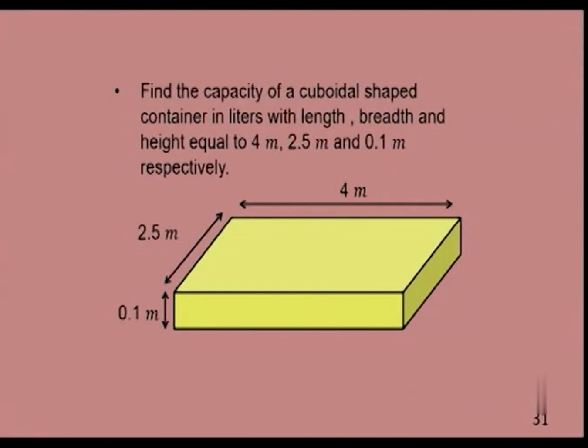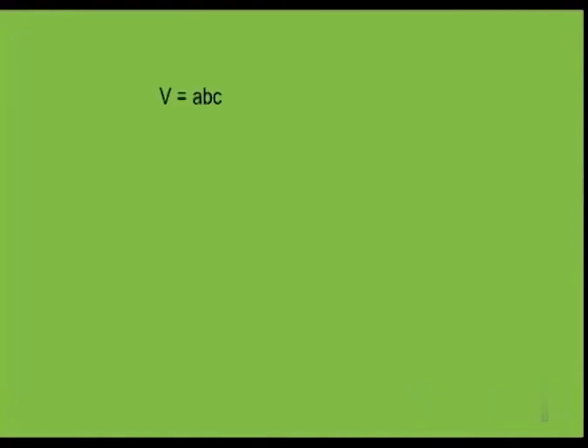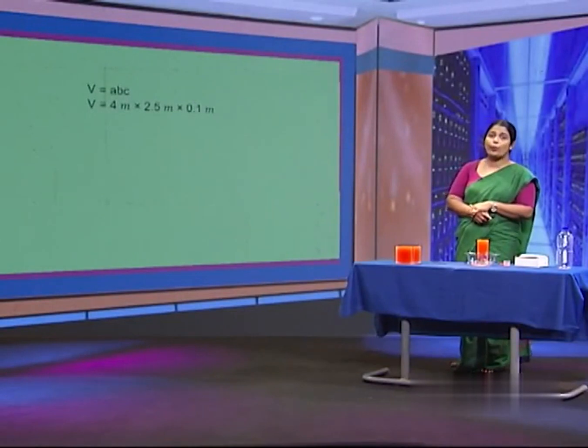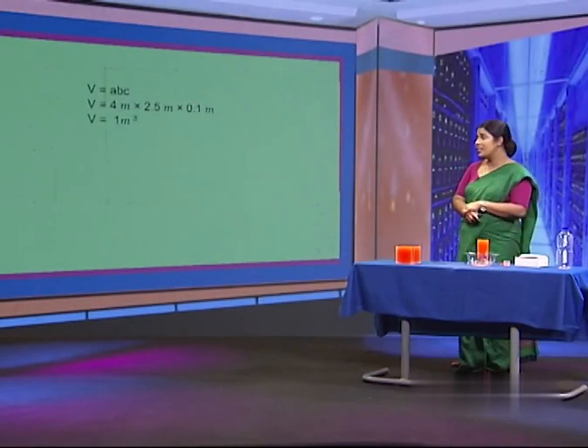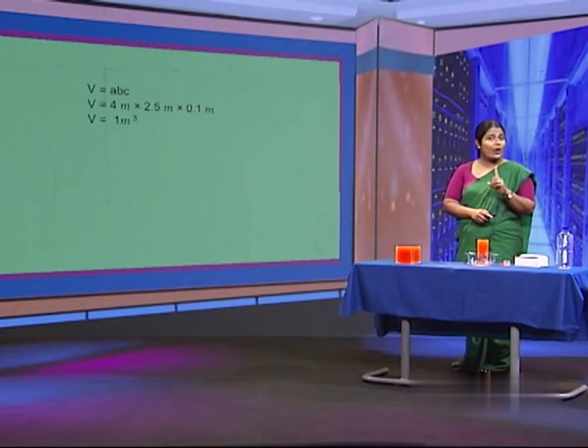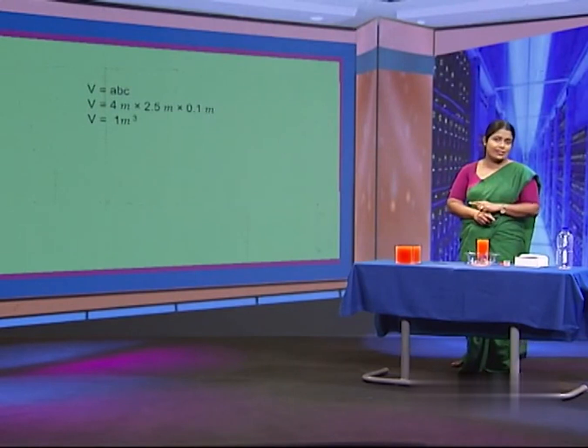Now, how do we find the volume of this cuboid? Yes, you can use the formula V equals ABC. Let's substitute the values. 4 times 2.5 times 0.1. 4 times 2.5 is 10. 10 times 0.1 is 1 cubic meter. Remember that you have to convert this value into liters.